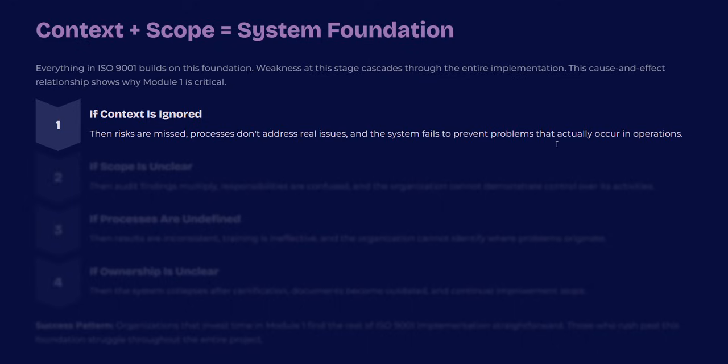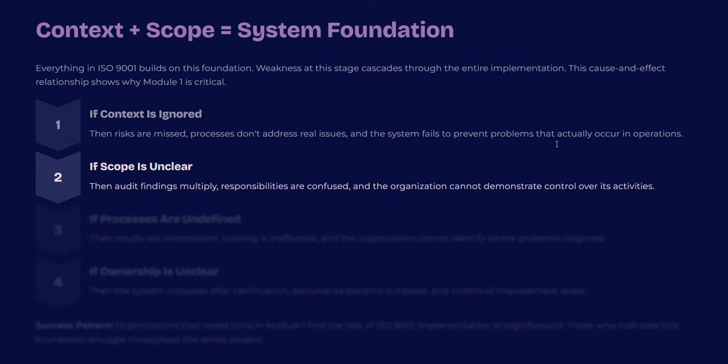First, if context is ignored, what happens? Then risks are missed, processes don't address real issues, and the system fails to prevent problems that actually occur in operations. So context must be understood. If scope is unclear, what happens? Then audit findings multiply because you don't know if something is in scope or out of scope, people and responsibilities are confused, and the organization cannot demonstrate control over its activities.